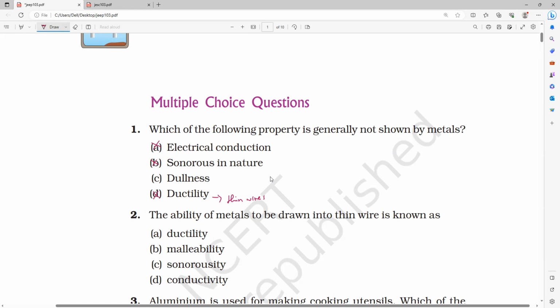Sir, option C. So basically, generally metals are dull in appearance. So this is the correct option.